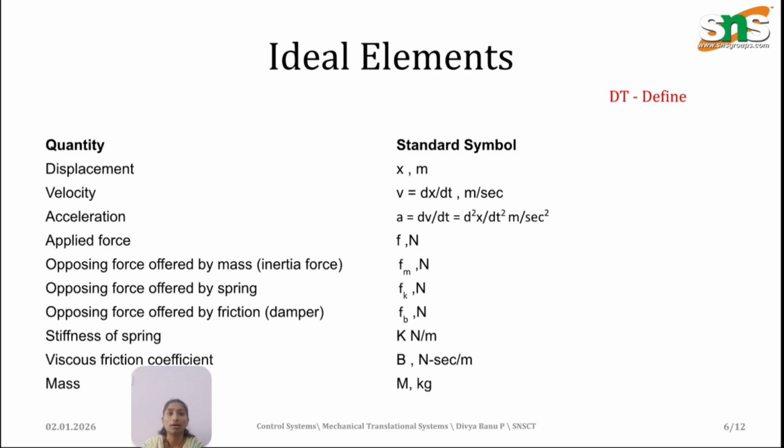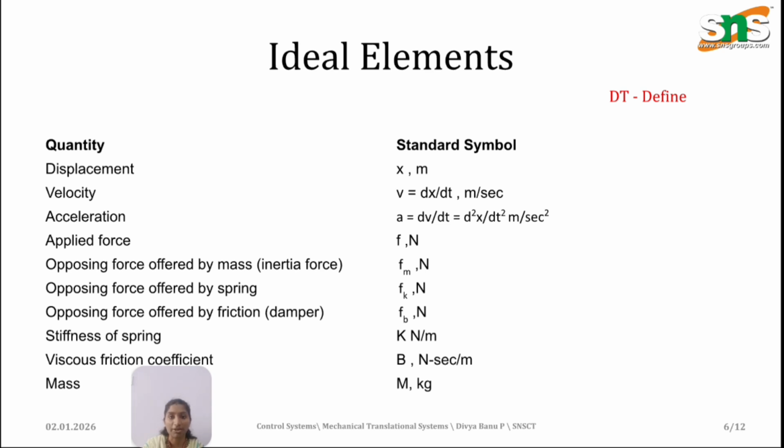Coming to the ideal elements, we talk about displacement, which is x and is measured in meters. Velocity is the change in displacement with respect to time, so it is mentioned as dx by dt, and when time comes in, the unit changes to meters per second. Acceleration, mentioned as a, is the change in velocity with respect to time, so it is dv by dt. Instead of v, we can substitute dx by dt, so it becomes d square x by dt square, and the unit changes to meters per second square.